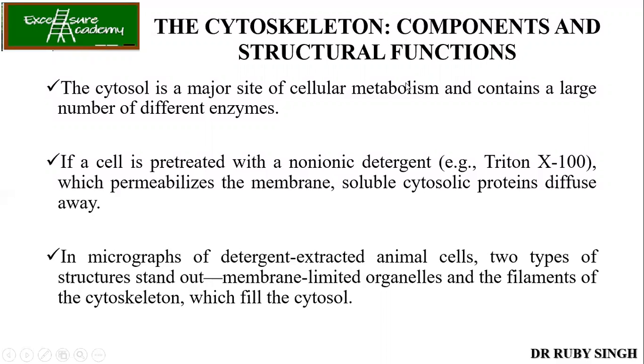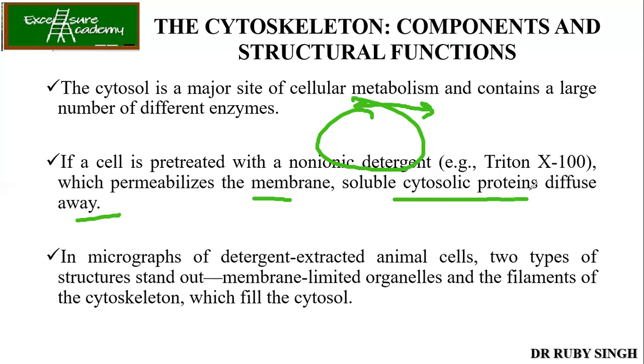Now, suppose a cell is pre-treated with a non-ionic detergent, for example, let us say Triton X-100. So what will happen? It will permeabilize the membrane and all the proteins will diffuse away. So what is happening? It is making your cell membrane permeable. It is not disrupting the cell. It is just making the cell membrane more permeable, because of which all your soluble cytosolic proteins will come out.